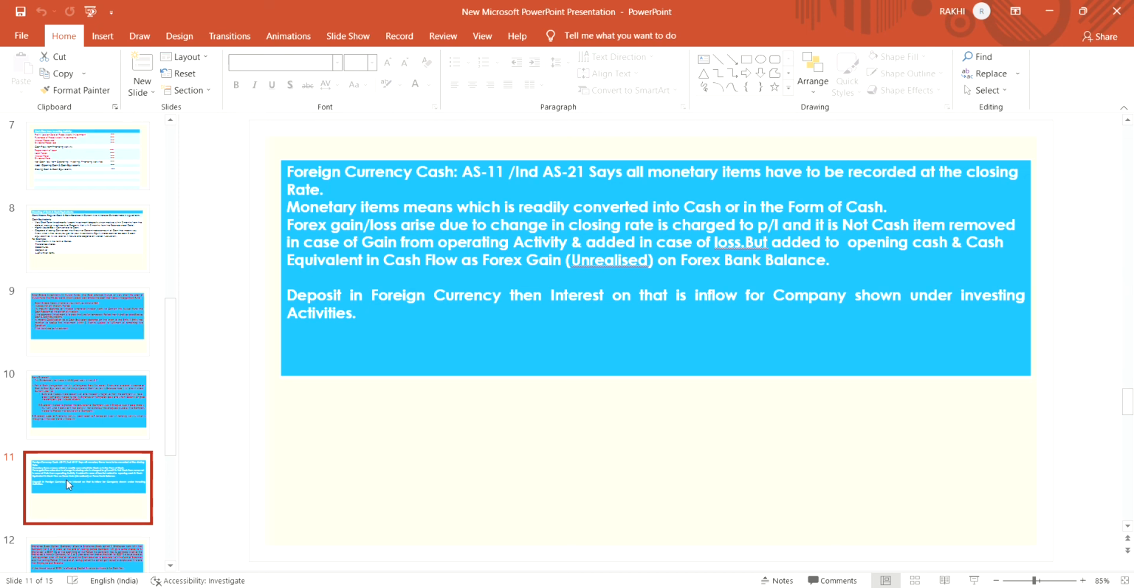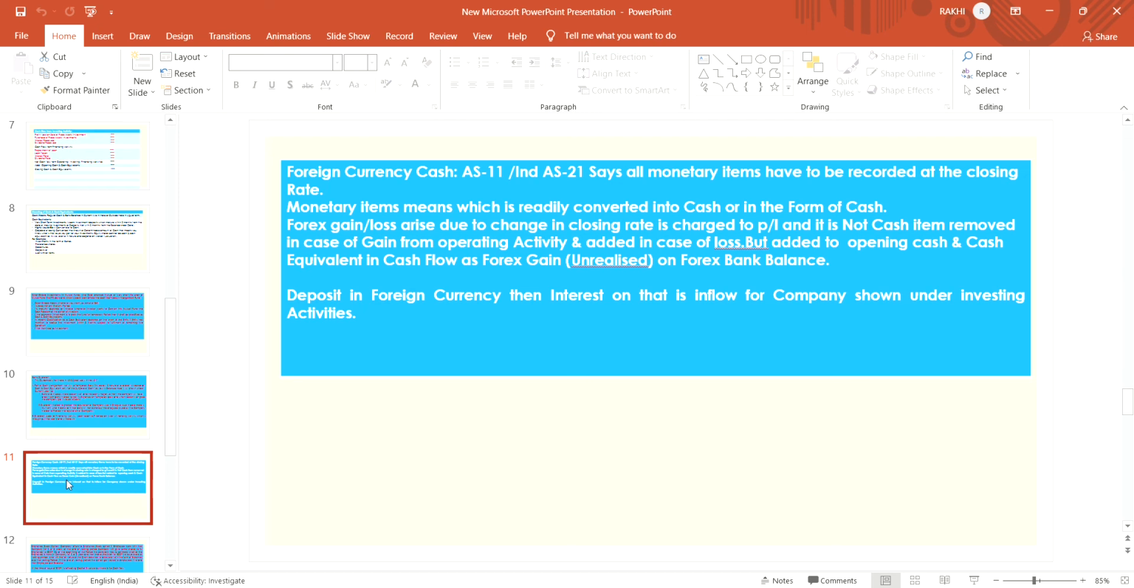Any forex gain or loss that arises due to change in closing rate is charged to P&L, and it is a non-cash item to be removed. In case of a gain, we will remove it from operating activity because it is not from operations, it is due to the change in currency rate. That's why we will remove non-cash items from the operating activity and adjust that item in opening cash and cash equivalent as unrealized forex gain on forex bank balance. That is not an actual realization, that is due to the change in rate.